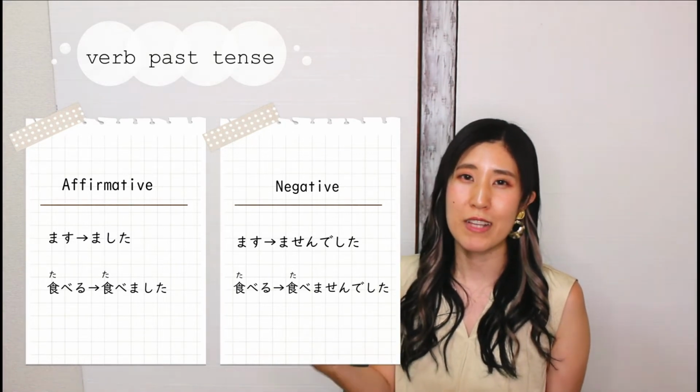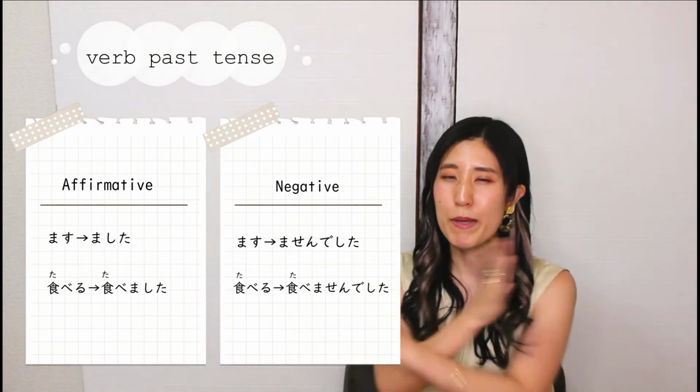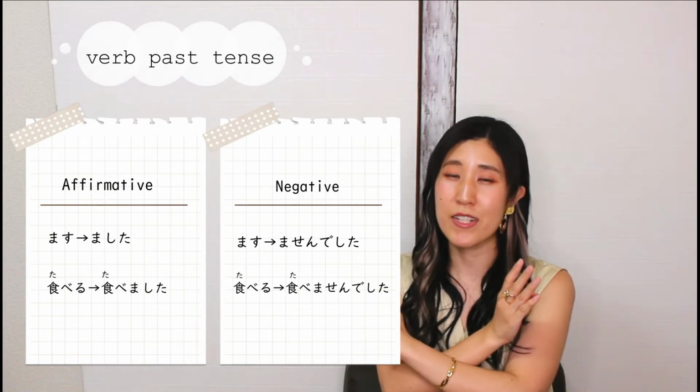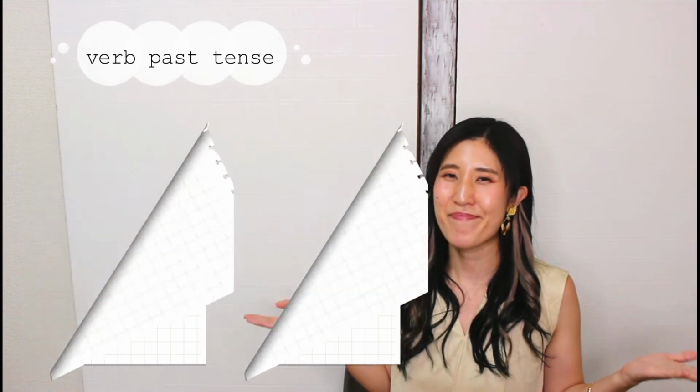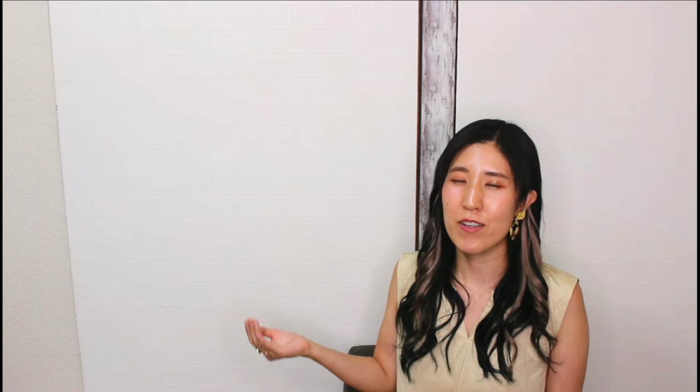You just put でした at the end. So, 食べませんでした。I didn't eat. 食べました。I ate. Easy, right? Now, before we practice, I'll show you how to say these period of time.